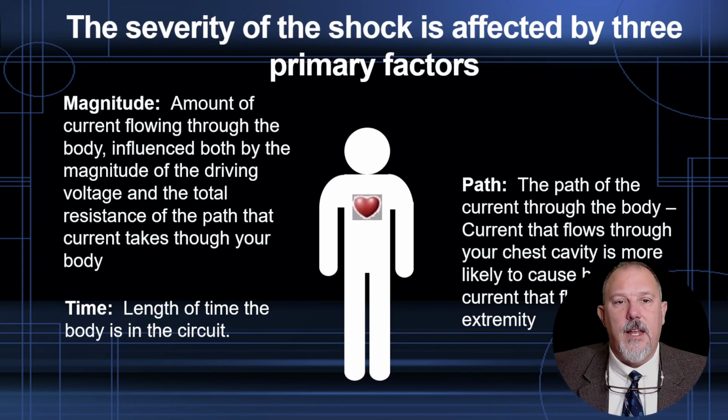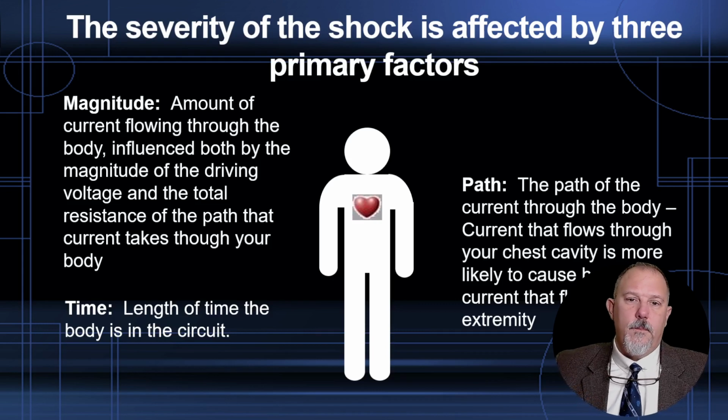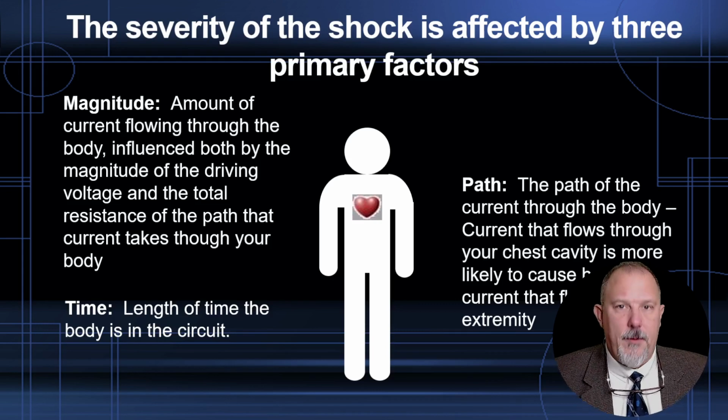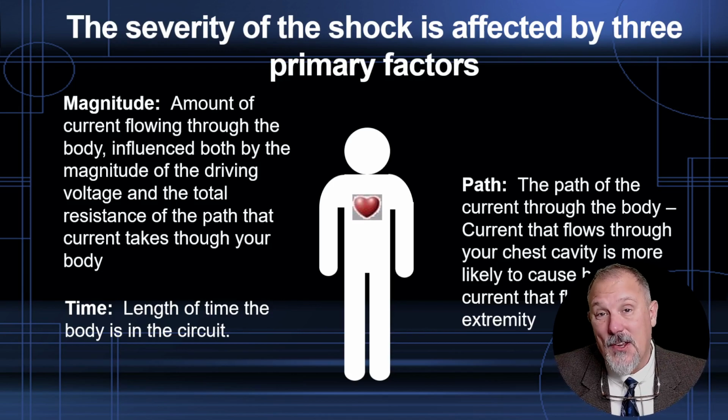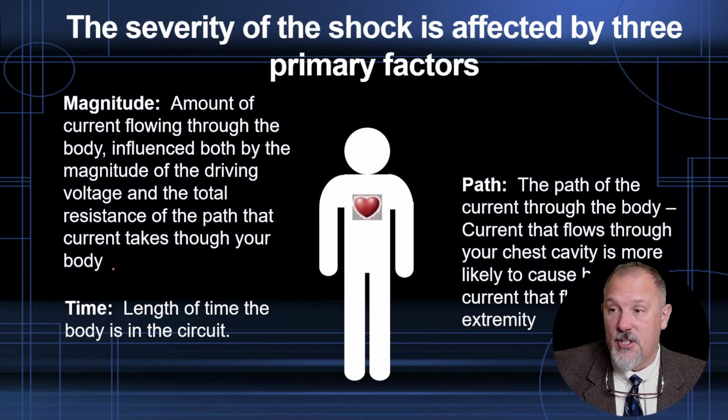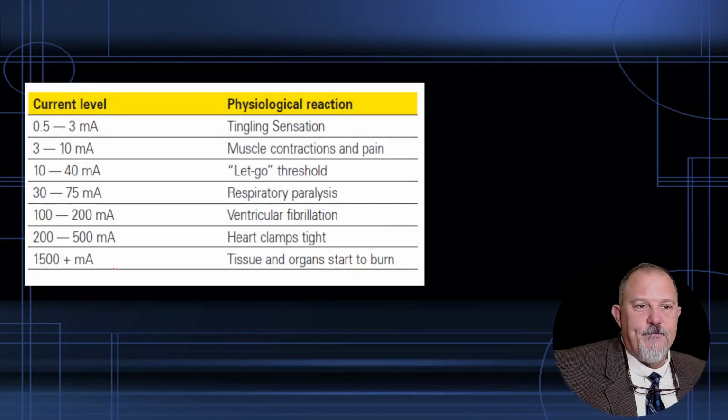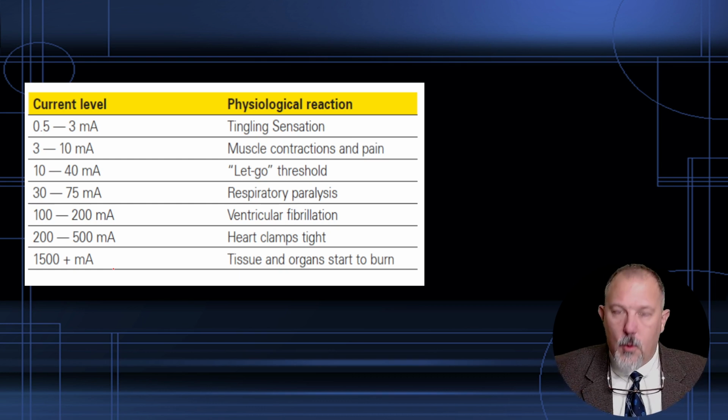The only thing that is in these three parameters, the only thing I can control is the amount of time that I let the current flow. But I have to be able to determine that the current has gone outside of its normal path. Now, 4 to 6 milliamps.